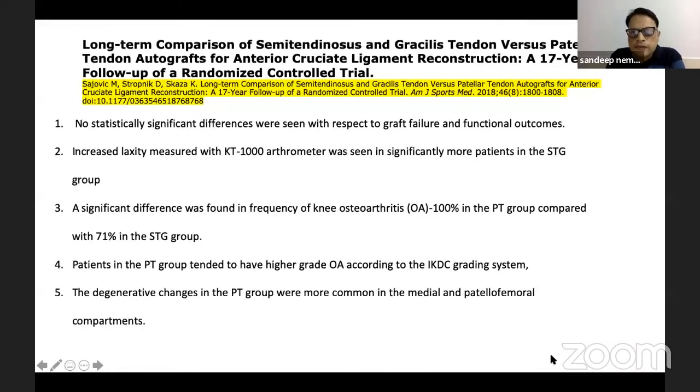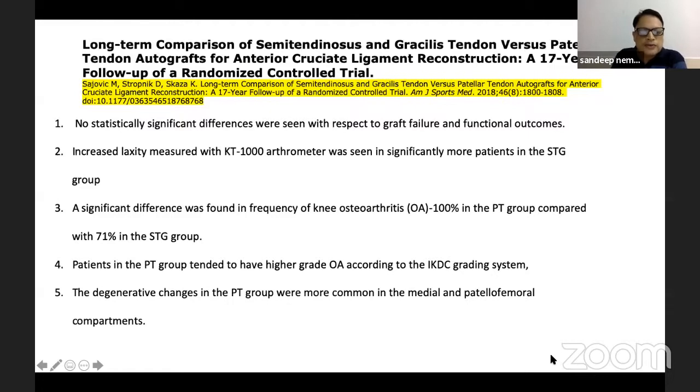Then, we have a 17-year follow-up of a randomized controlled trial comparing semitendinosus and gracilis tendon versus patellar tendon autograft for anterior cruciate ligament reconstruction. This was published in 2018. What they found is that there is no statistically significant difference with respect to graft failure and functional outcome between the two grafts. There is increased laxity on KT1000 arthrometer measurements in patients with the semitendinosus and gracilis group.